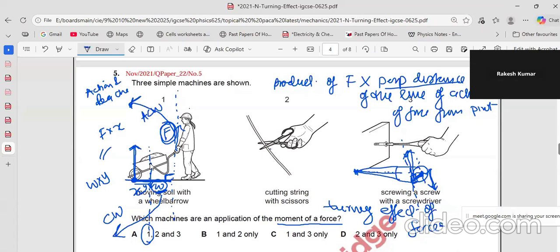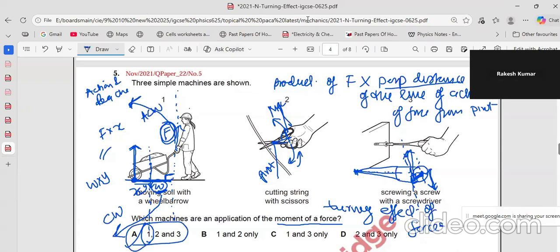What about this one? What are you doing? You are trying to turn it one way on this side and the other way on the other side, while cutting a square. Is it pivoting about something? Yes, it is pivoting about this. You are applying a force, and there's a perpendicular distance from the pivot, and this is also a moment. So all three were moments. This was the answer.